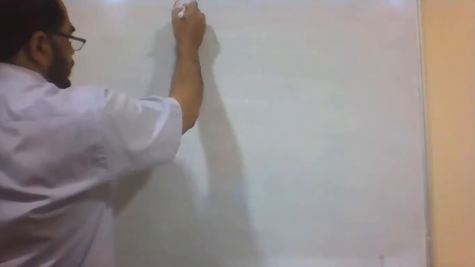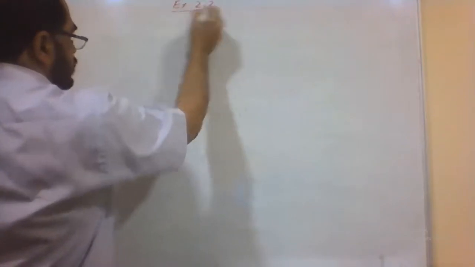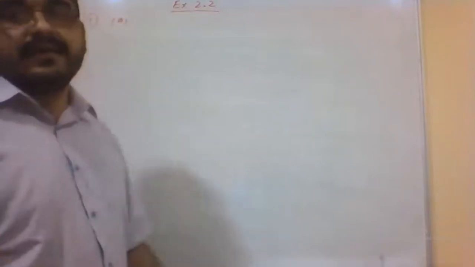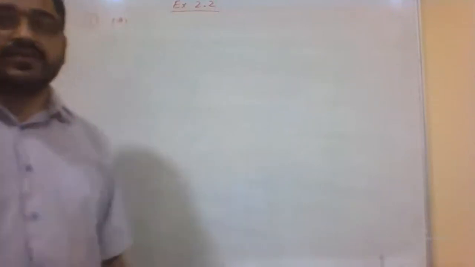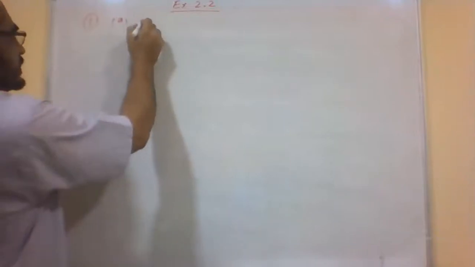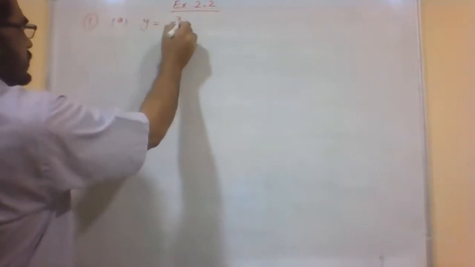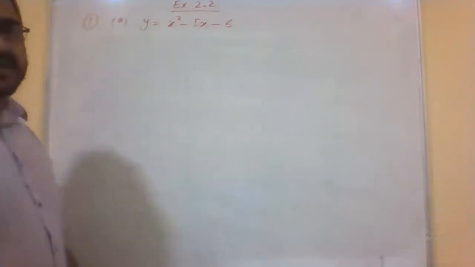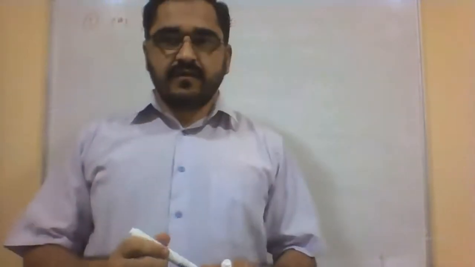The first part is given. Exercise 2.2, question number 1, part A: y equals x squared minus 5x minus 6. This is the quadratic function.